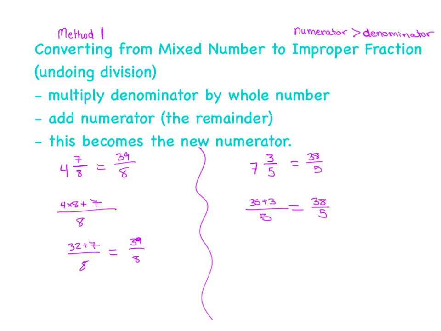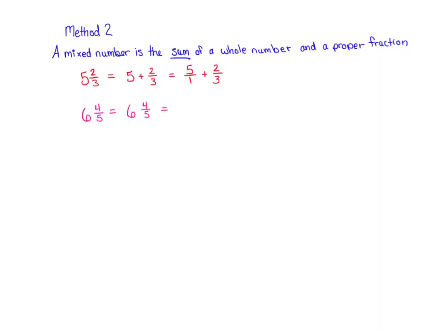All right, so this is the strategy I learned when I was a kid, and that I've done pretty much my entire life. This is the one that your book likes to do. First of all, when we have a mixed number, it is actually the sum of the whole number and the fraction. So 5 2/3 is actually equal to 5 plus 2/3. Now I have two fractions that I'm adding. 5, remember, as a fraction is written as 5 over 1.